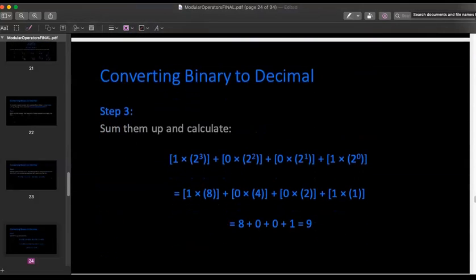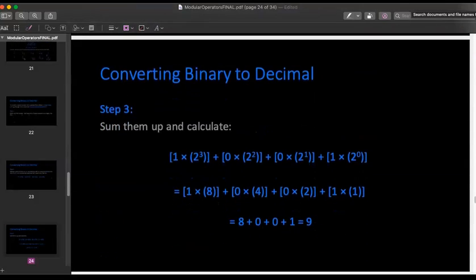All right, because that's step 3, right? Because we're going to add them all together. We're going to actually calculate this. We're going to do each of these calculations and add them all together. We're going to get 9. So yeah, our 1001 in binary form is equal to 9 in decimal form.